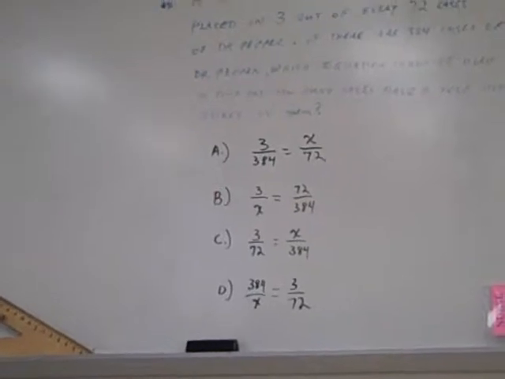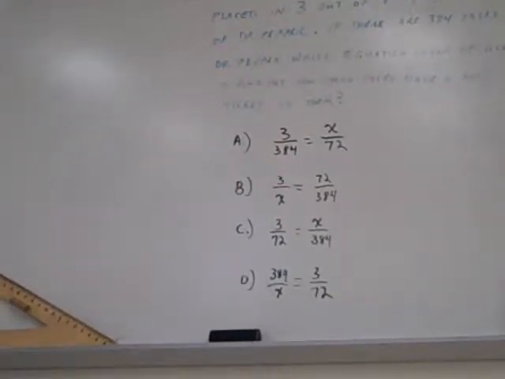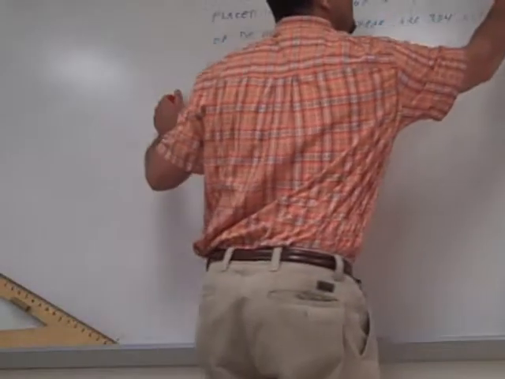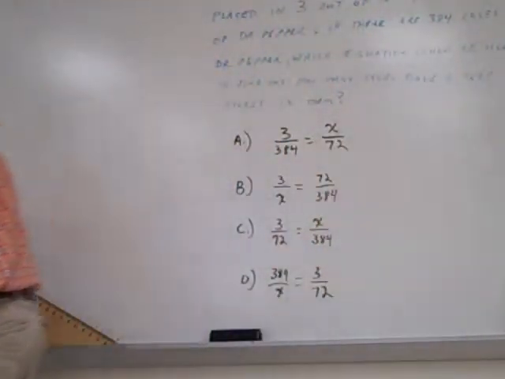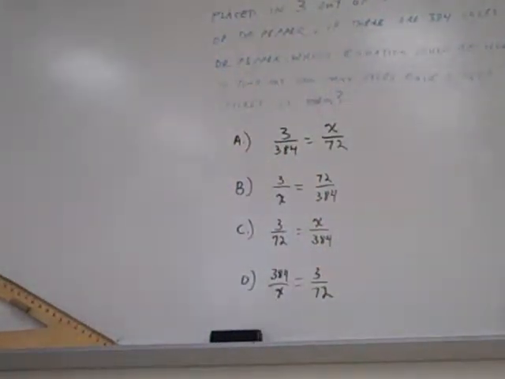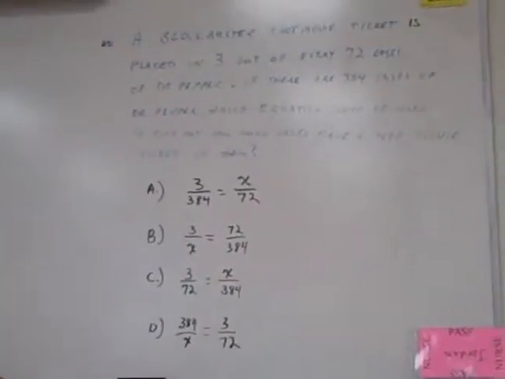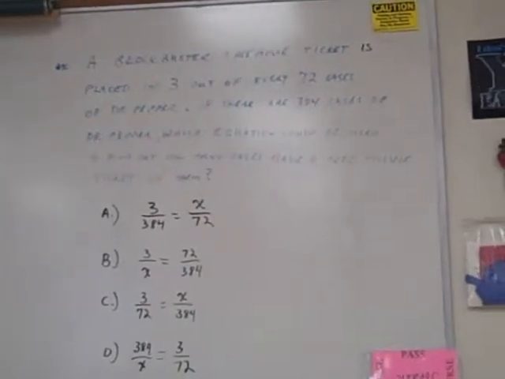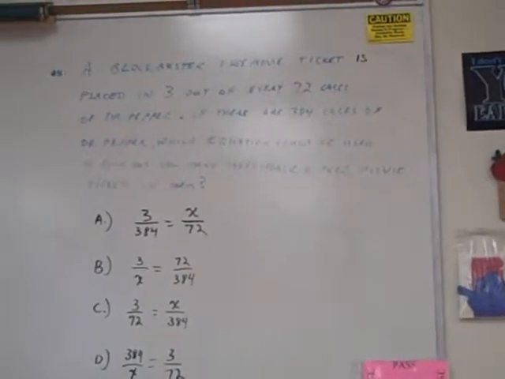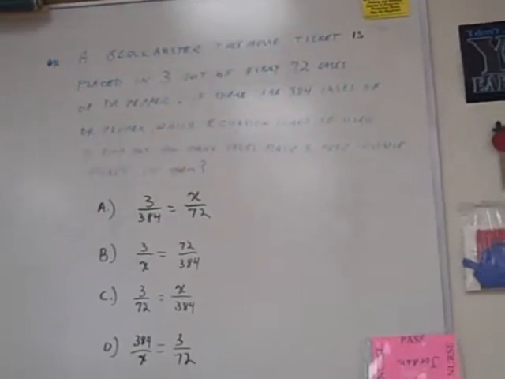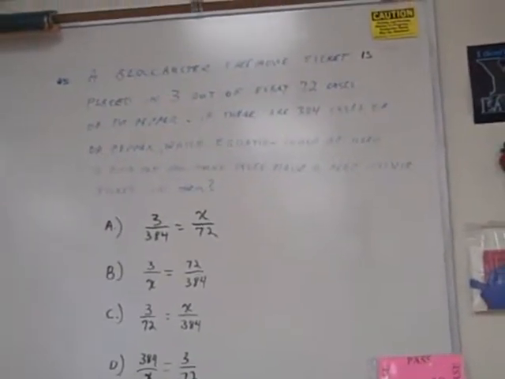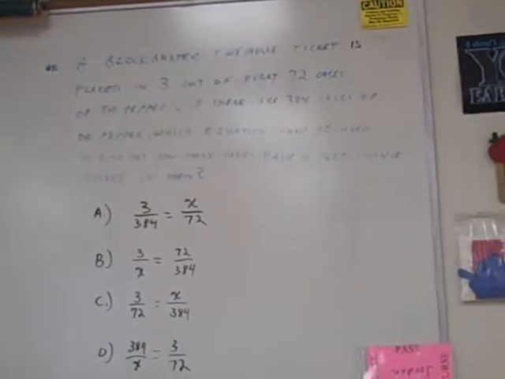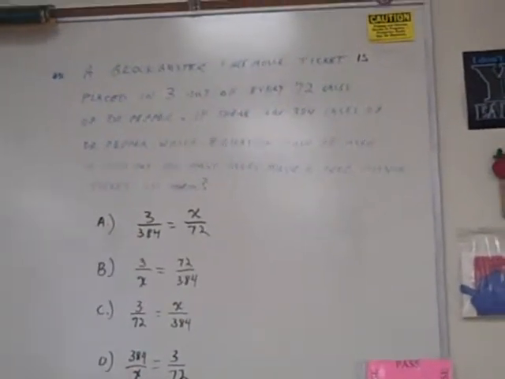Okay. Let's read it real quick there. The Blockbuster free movie ticket is placed in 3 out of every 72 cases of Dr Pepper. If there are 384 cases of Dr Pepper, which equation could be used to find out how many cases have a free movie ticket in them?